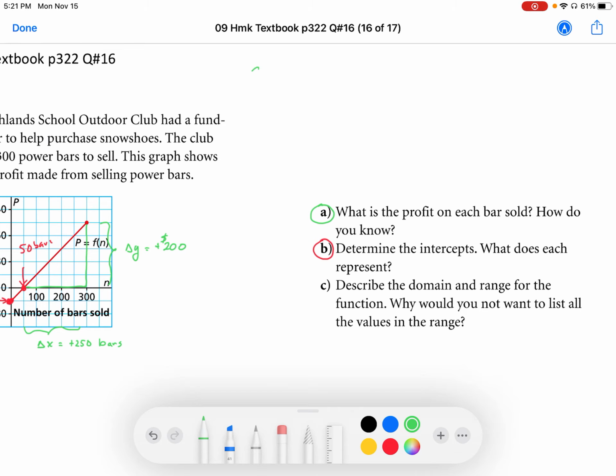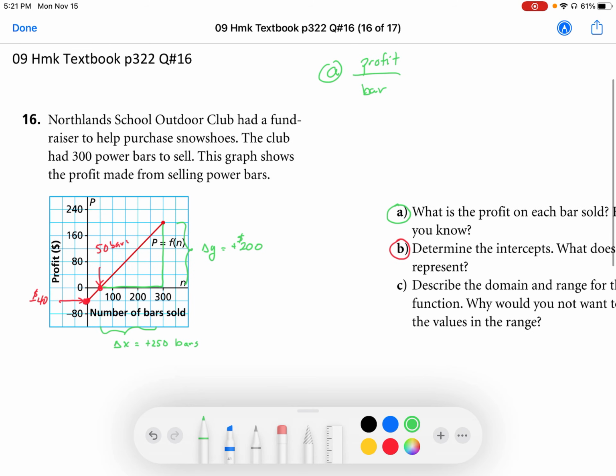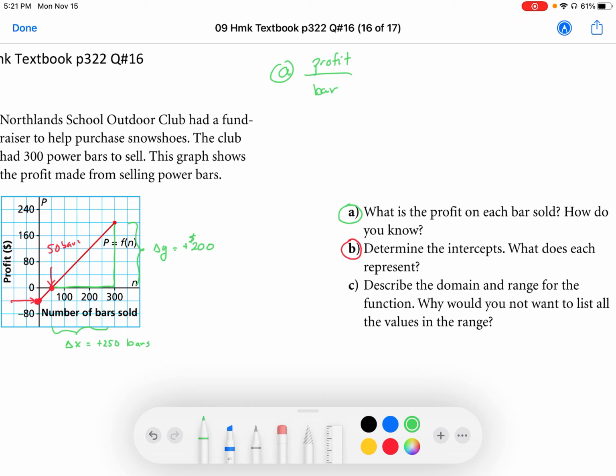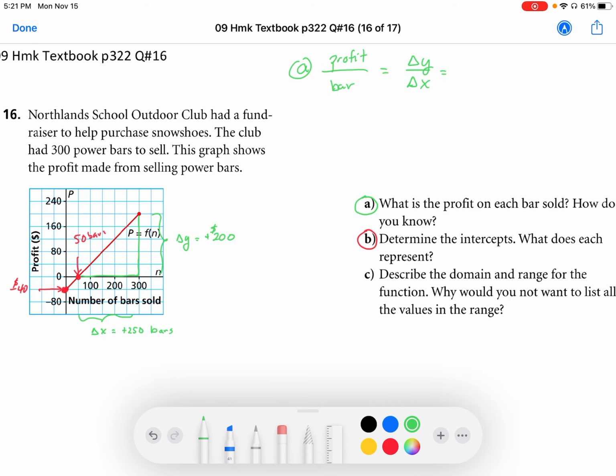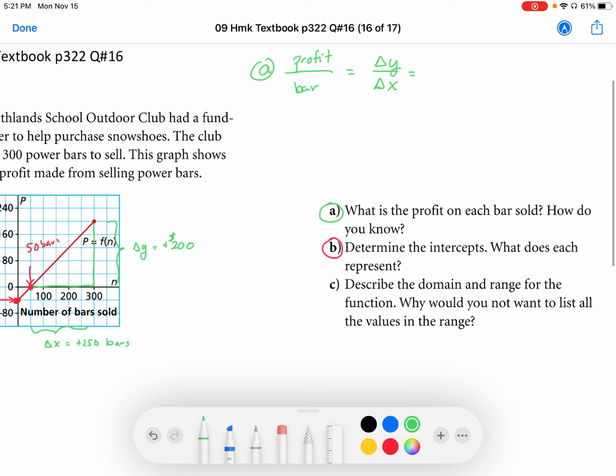So part A, we're trying to find the profit per bar. If we take a look at the axes, the y-axis is our profit, and the x-axis is the number of bars. So basically, we're trying to find the change in y compared to the change in x ratio. We're really trying to find slope. So the change in y works out to be $200, and the change in x is 250 bars.